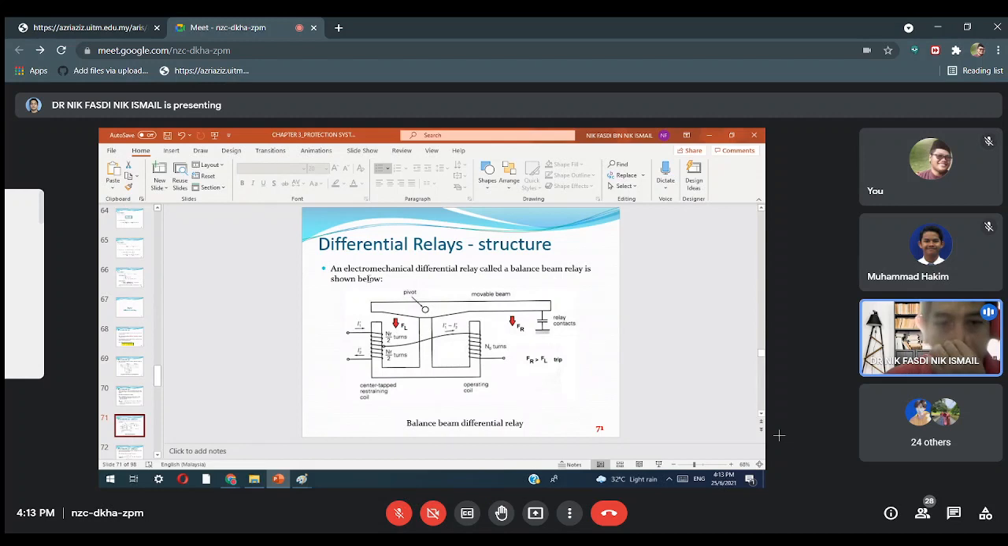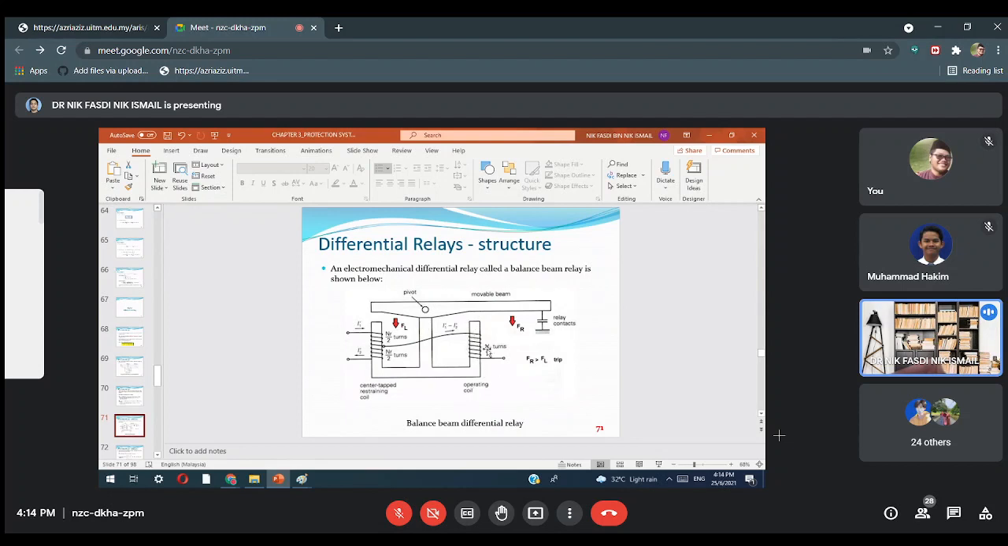Okay. An electromechanical differential relay called a balance beam relay is shown below. Jadi kalau ikutkan detail structure for differential relay dia macam ni lah. So dia ada macam ni. Dia ada satu ialah kita panggil center type restraining coil. Cerita inilah relay yang akan sense the I1 prime and I2 prime. Dia macam coil. Kalau ini okay. Then when the difference exist between these two current, kita katakan atau mismatch lah, mismatch perbezaan, dia akan turn on the operating coil.